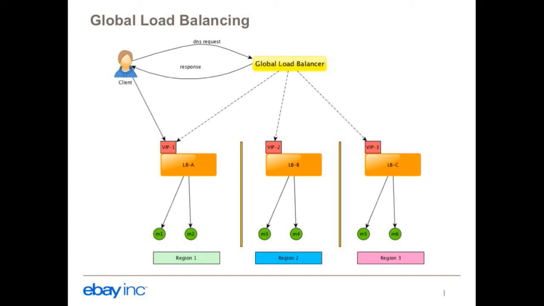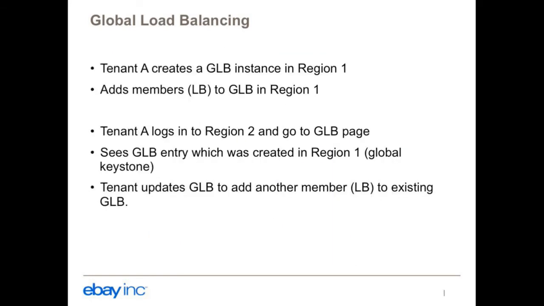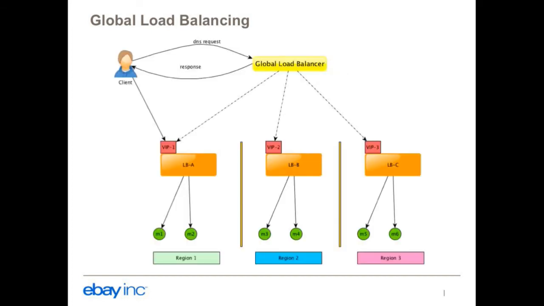So the client makes a call to any of the regions, but if that region goes down, the global load balancer will detect that failure and it will not respond with that IP anymore. So that's how we are achieving global load balancing. How are we integrating with C3? By C3, I mean our cloud. It's the eBay cloud. We call it C3.